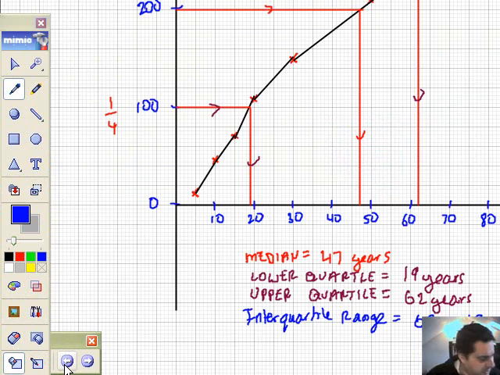That's question 4 done. Just practicing doing the cumulative frequency graph. Median is the middle chap. The lower quartile is the age of the 100th chap, and the upper quartile is the minimum age of the three quarters chap. And that's it.